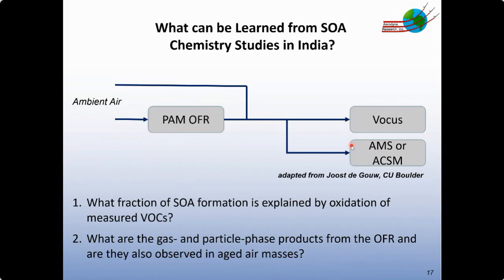It's also a logical question to ask what the gas and particle phase products are that are observed from the OFR as it perturbs ambient air, as measured with an instrument like the VOCs or another gas phase analyzer, and like the AMS or an ACSM or another instrument that's capable of real-time condensed phase measurements. And perhaps to the point of this talk, are they also observed in aged air masses, such that the OFR is able to provide insight into how the composition of ambient air changes as it's aged in the atmosphere, through direct perturbations of the air at the measurement location itself.